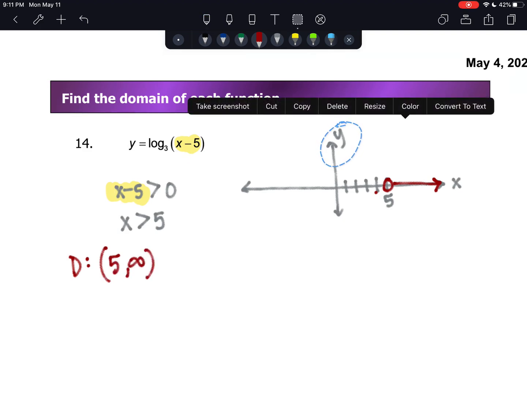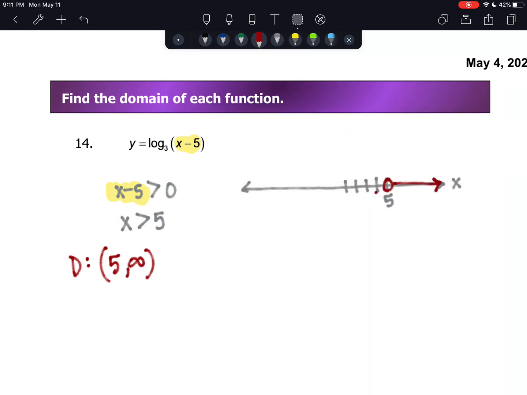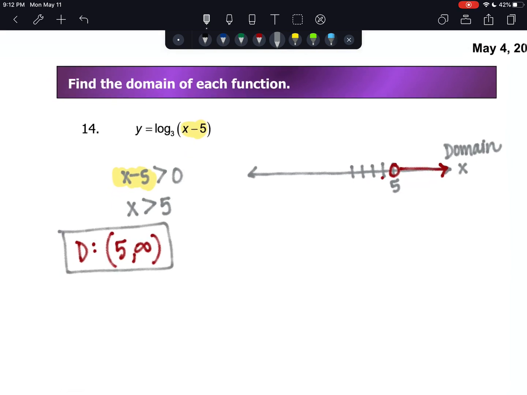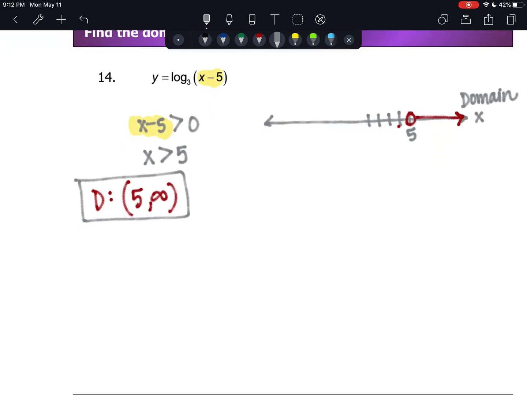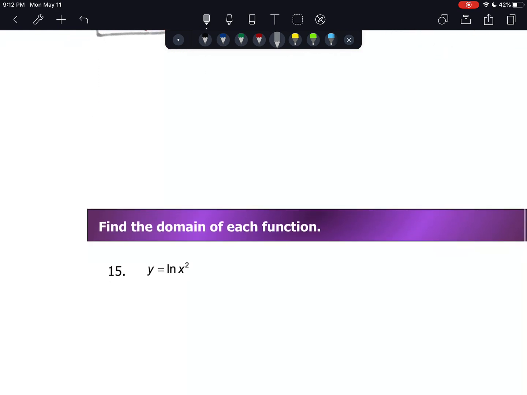I'm going to erase this y-axis because it's really not necessary. We're talking about just the x-axis. That's our domain. So your domain is the x-axis. And anything greater than 5 is allowed. So we box it. And when we graph, we know that we start putting in values greater than 5 into our function to start creating a table of values to graph from.